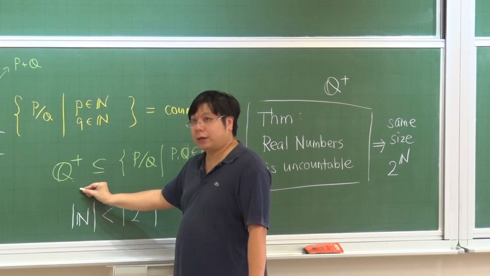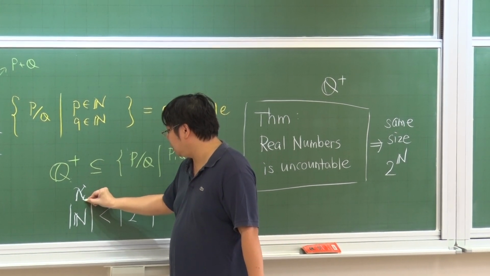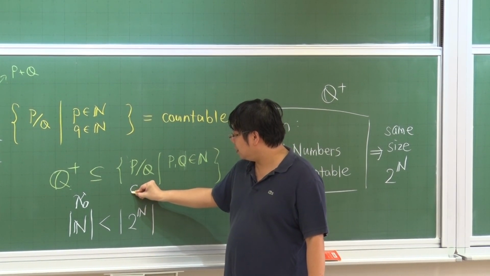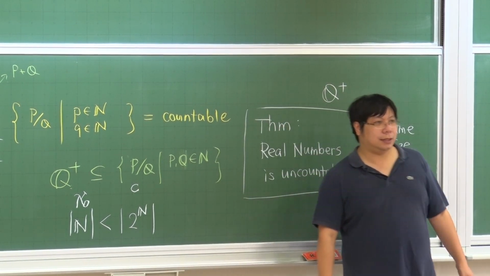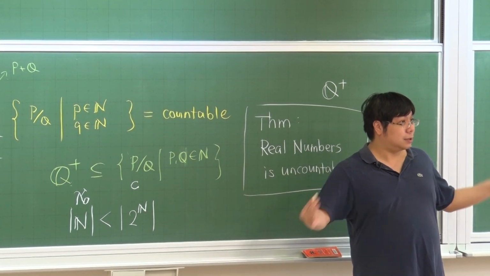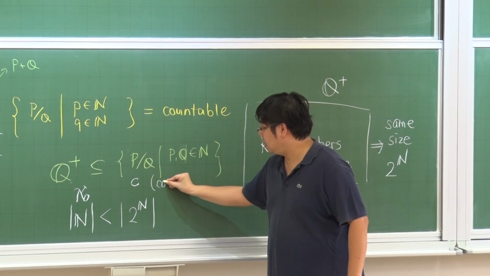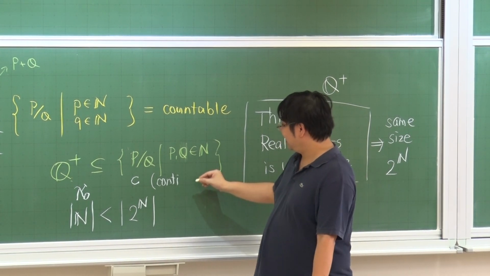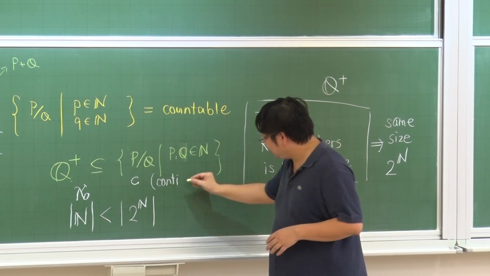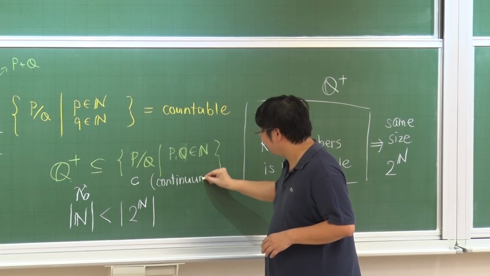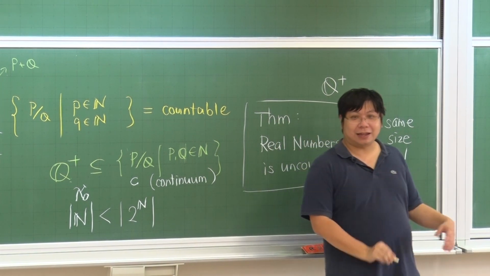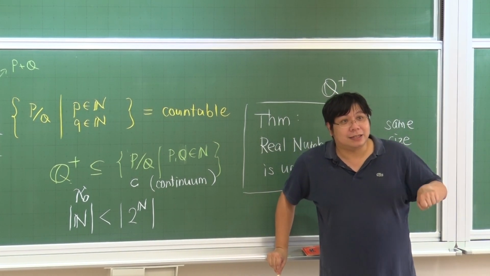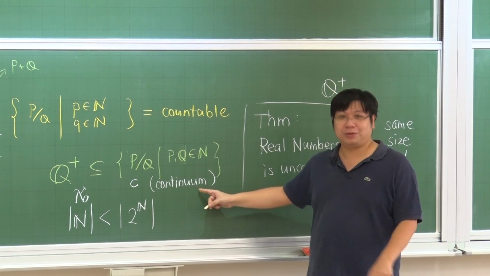The size of N, we call it aleph-0. The size of 2 to the power N, we call it C. C looks like continuous, so it is called the continuum.